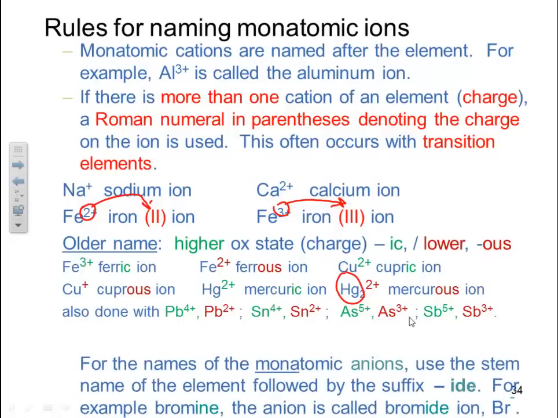For names of monoatomic anions, we use the stem of the name followed by -ide. For example, bromine: we drop the -ine and add -ide and call it the bromide ion. This is where we got the names for our substances we did earlier: sodium chloride, calcium iodide, potassium bromide.